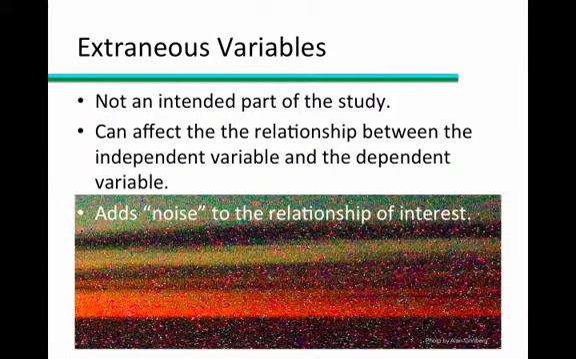There are other variables that can affect the cause and effect relationship between the independent and the dependent variables. Extraneous variables are variables that were not an intended part of the study, but that may, in fact, affect the results and contaminate the relationship between the independent variable and the dependent variable. These variables are not measured by the researcher.